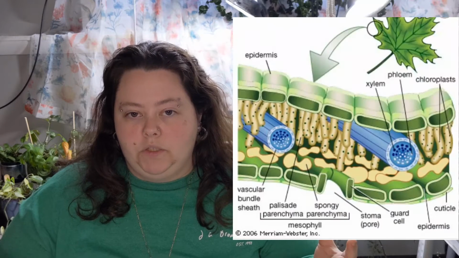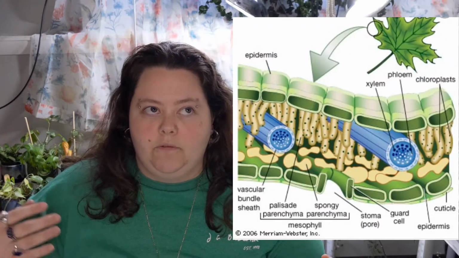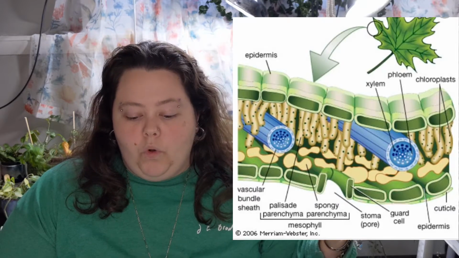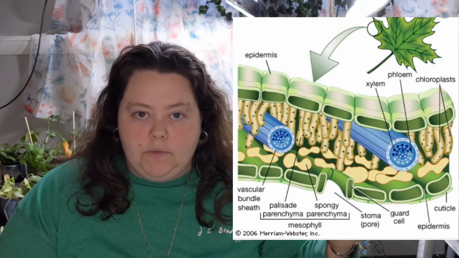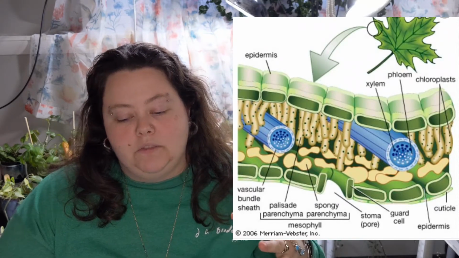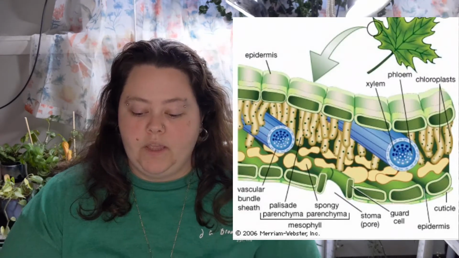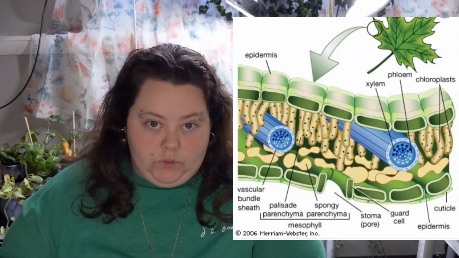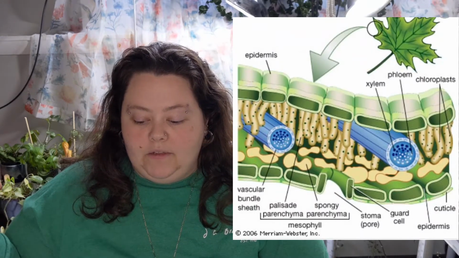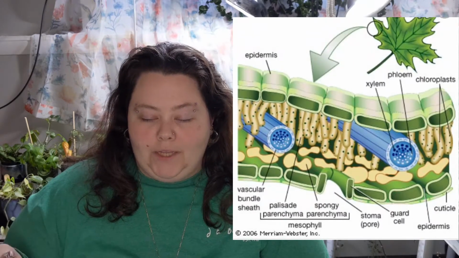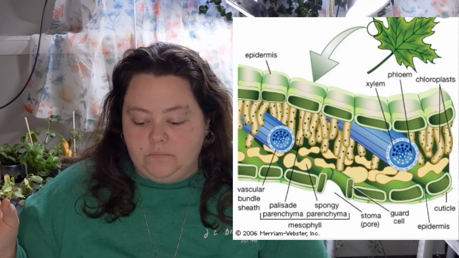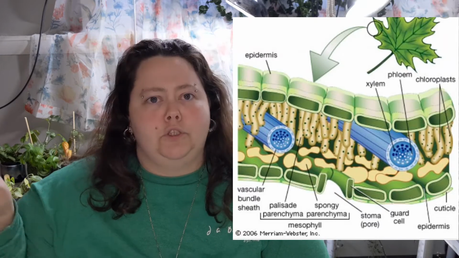So the venation veins are vascular bundle sheaths composed of xylem and phloem cells. So xylem cells transport water from the petiole or the stem to the lamina mesophyll or the leaf. And phloem cells transport sugars, glucose, that are made in the chlorophyll of the chloroplast through the process of photosynthesis from the leaf to the rest of the plant.